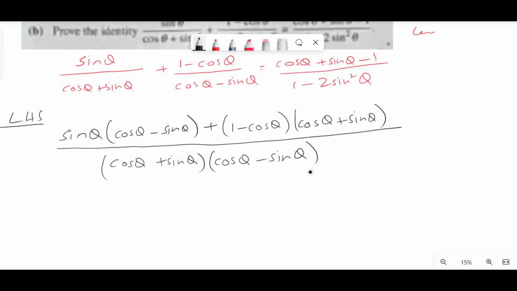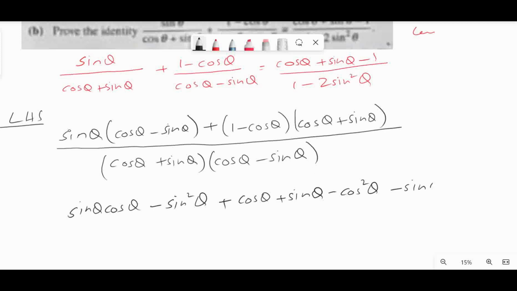Now we know the formula. Let's multiply this one. So this will be equal to sine theta cos theta minus sine square theta, plus, now we have to multiply 1 with this, so this will be cos theta plus sine theta, and then we multiply minus cos theta with this one. So this will be minus cos square theta minus sine theta cos theta.